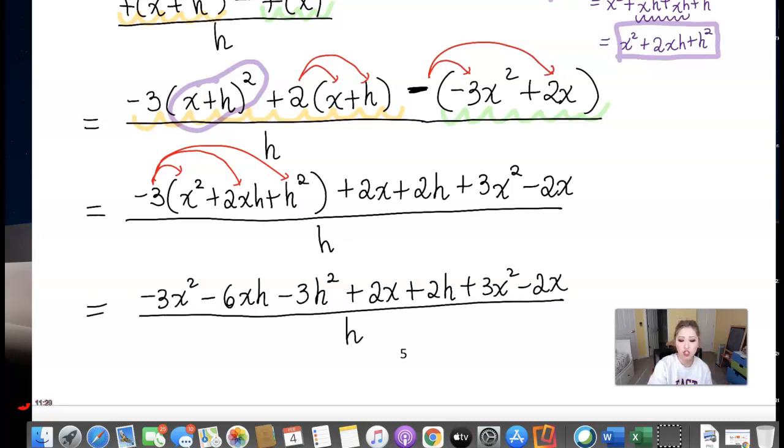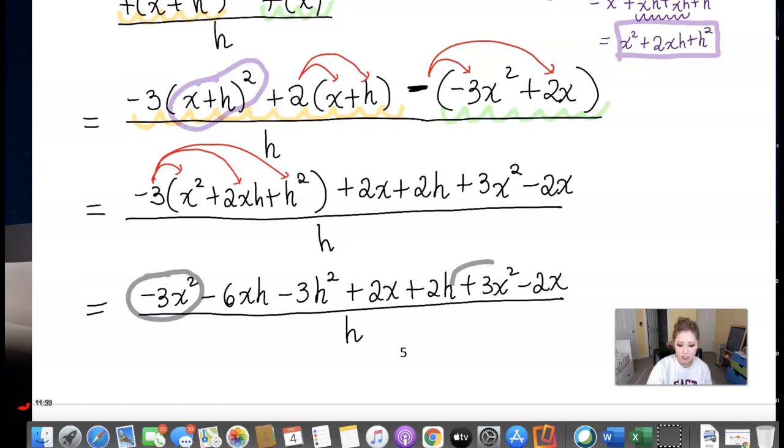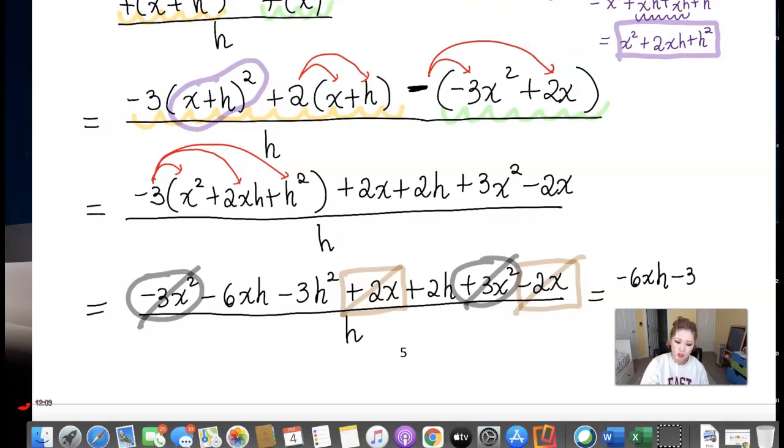Now, it's fun time. Pick up my crayons and start circling some like terms because they're going to now cancel out. What cancels out? There is a negative 3x squared, and there's a positive 3x squared. Those are canceled out, right? What else do you see? Oh, there's positive 2x, and there's negative 2x. Those are canceled out. But that's it. Those are the only things that cancel out. So I'm going to go ahead and write down the leftover. What's left on top of the fraction? I have negative 6xh minus 3h squared plus 2h, and they're still all over h.